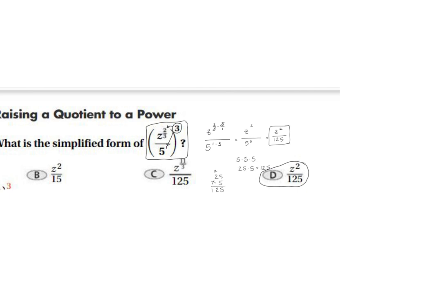So, do you remember when we had two terms, like 4x squared, and we raised this to the third power? Remember how we would distribute this 3 to both terms, both exponents? Same thing. We're distributing it, but both to the numerator and to the denominator, okay?